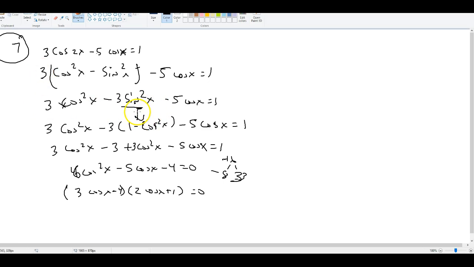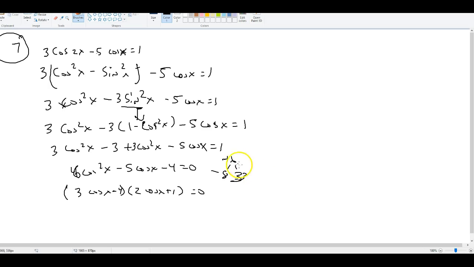Then we recognize that everything is in terms of cosine except for one stinking sine squared in the middle, so we change that to 1 minus cosine squared. We simplified. We simplified again. We realized we had a quadratic. So we factored. Factors were of negative 24.